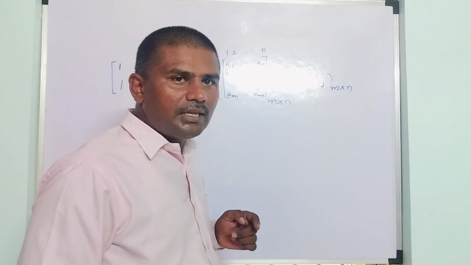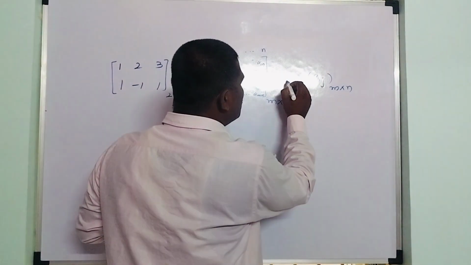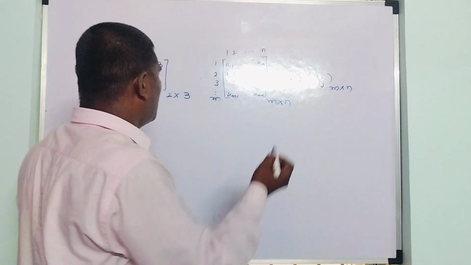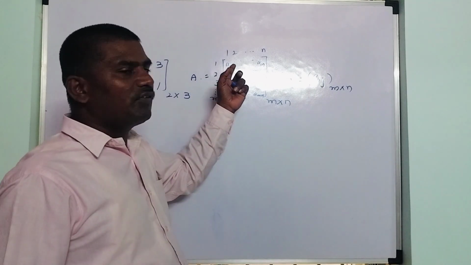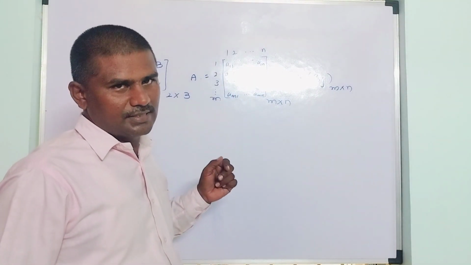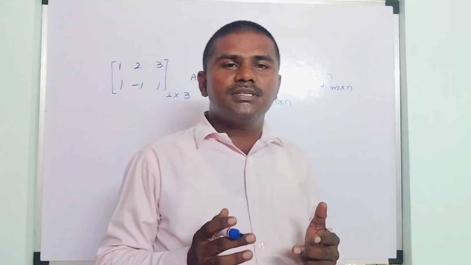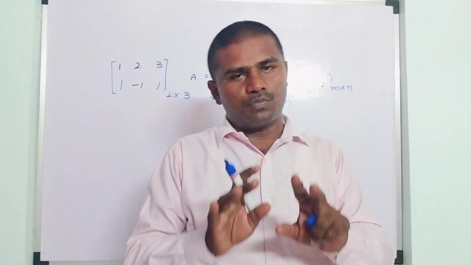Usually a matrix is denoted with capital letters. So I am representing this as A is equal to Aij, m by n, and also the same thing as A is equal to A11, A12, and so on. So usually the matrices are represented in capital letters. The elements in the matrix are represented in small letters.